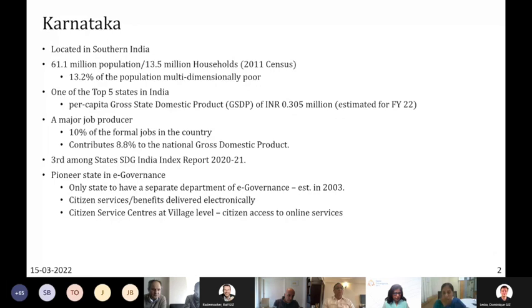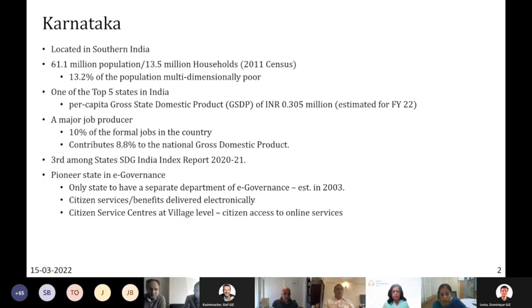Karnataka is one of the 4 states located in southern India with a population of about 61.1 million, which converts to around 13.5 million households. This is as per the 2011 census, and the projected population for 2021 is about 68 million. Of this 61.1 million population, about 13.2% are multidimensionally poor.